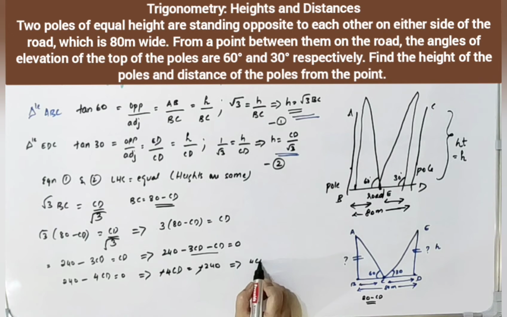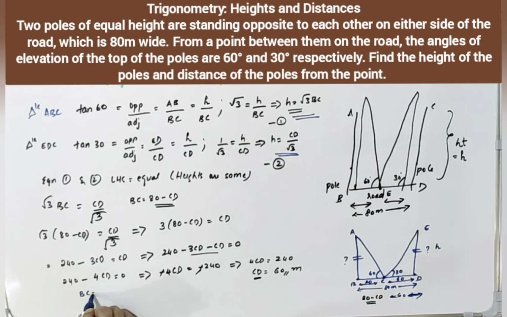So we'll have 4 CD is equal to 240. Therefore, CD is 240 by 4, which is 60. So CD is 60 meters. So if CD is 60, then what is BC? The entire length is 80. CD is 60. So BC is going to be 20, right? So BC will be 80 minus CD, which is nothing but 80 minus 60, which is 20 meters. So BC is 20 meters.